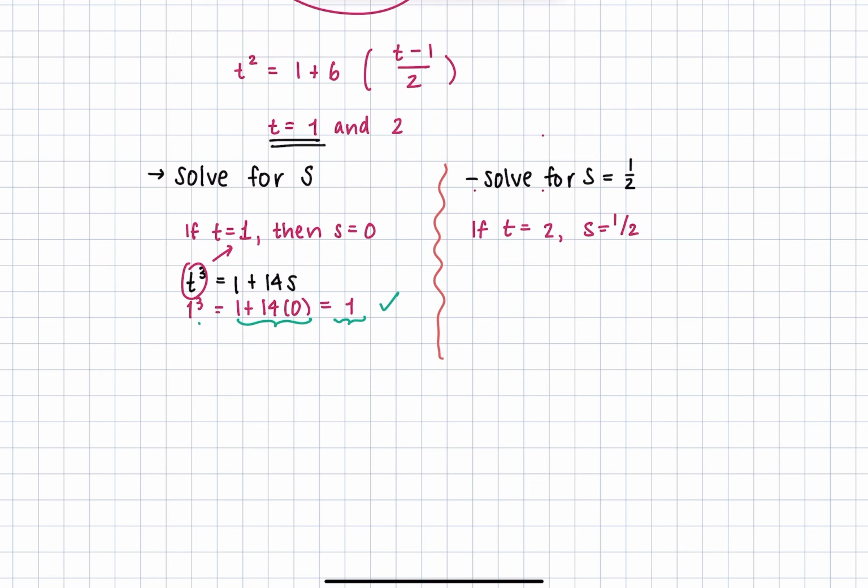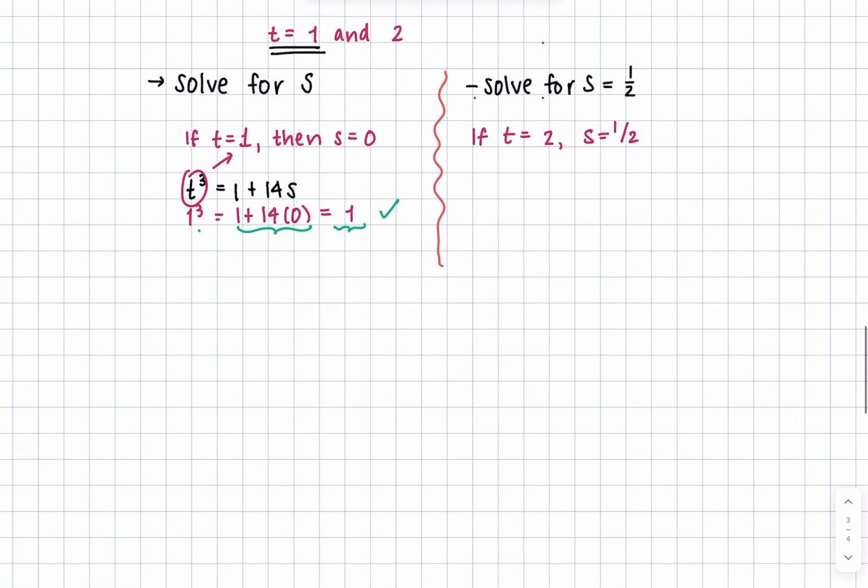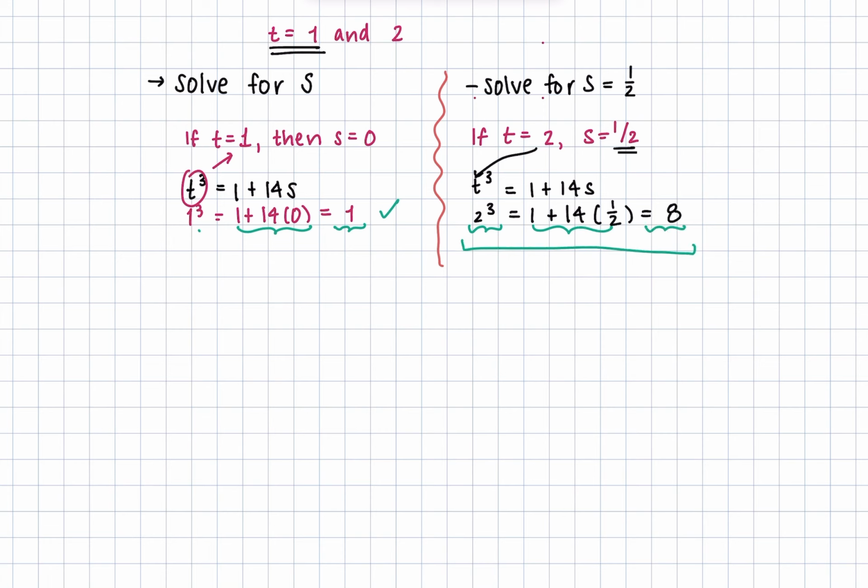Okay, now I'm going to bring back my third equation over here. That is t cubed equals 1 plus 14s. If I plug in 1/2 for s, so 1 plus 14 times a half, I'm going to get 8. And if I plug in 2 for t, so t cubed, that also equals 8. So I know these are all true statements.